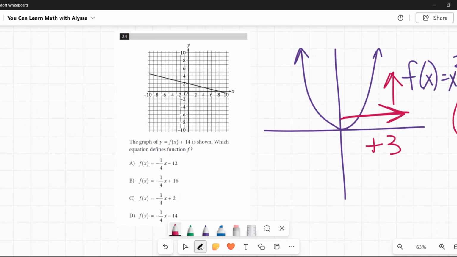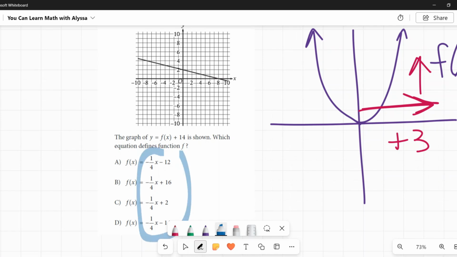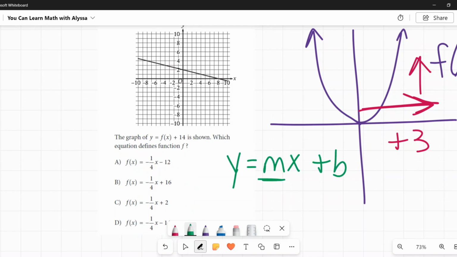So we have this f of x, and it's just a line, is shown. Which equation defines the function? Now let's look at our answers. You'll notice they're all in y equals mx plus b format. And when things are in y equals mx plus b, m and b are just numbers or constants. M is our slope. B is our y-intercept, where it crosses the y-axis. All of these have the same slope, so I don't have to worry about figuring out what the slope of this line is. They all do, however, have different y-intercepts.